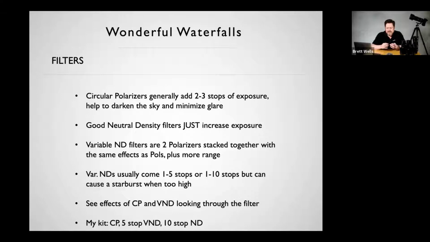The next category of filter is called a variable neutral density, and a variable neutral density filter is actually 2 polarizers stacked together. It has one in the back that doesn't turn and then one on the front that rotates. Because they're 2 different polarizers, they add together the amount of exposure that both of them would absorb. They generally will absorb somewhere around 2 to 5 stops, maybe a little bit more than that.